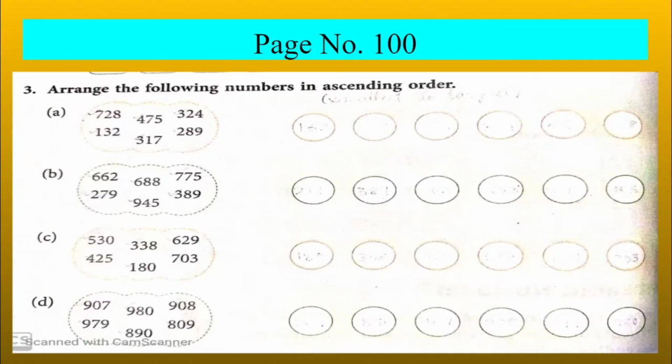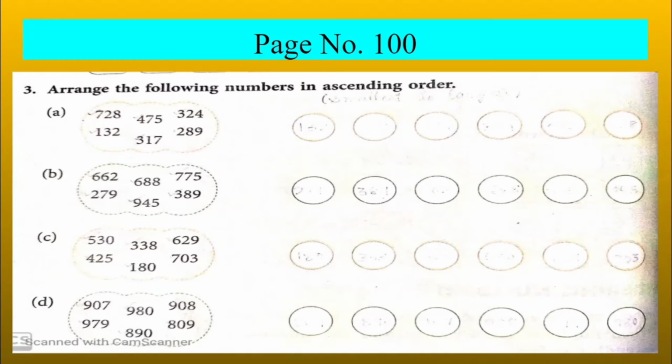Now let us practice a little more. Open page number 100 of your book. Let us do question number 3. Arrange the following numbers in ascending order. So here we have to arrange the numbers in ascending order, that is from the smallest number to the largest number or the greatest number. So here we are given a set of numbers. Let us do the A part.